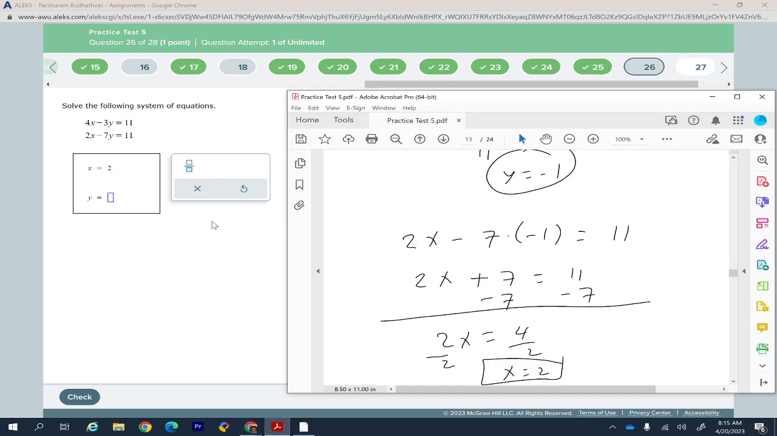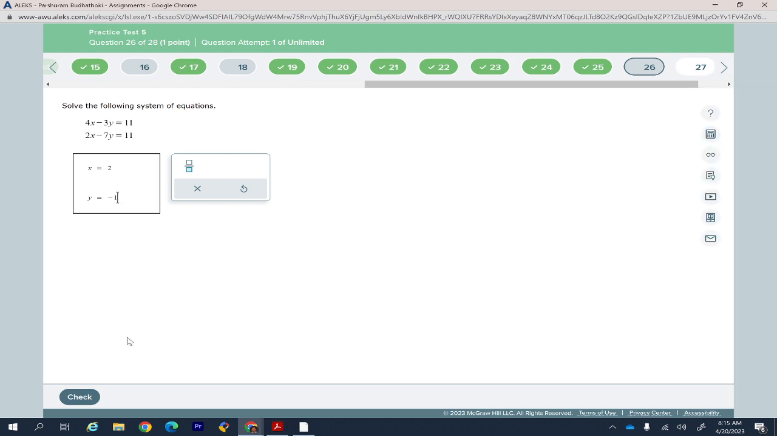But remember, always if you want to make sure 100% that your answer is right, you have to check this answer by plugging this value back in the equation.